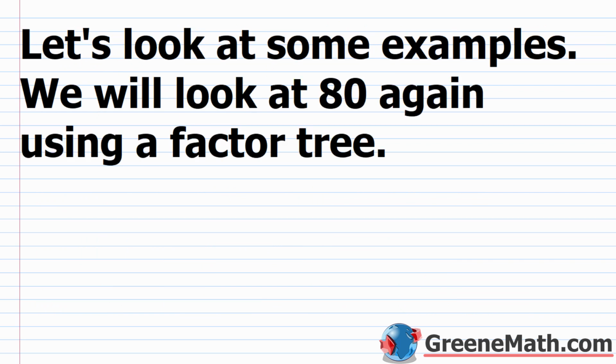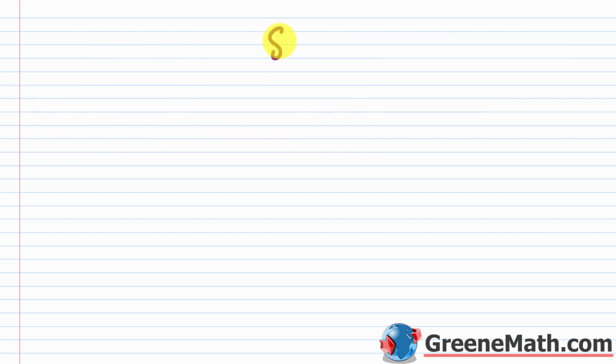Okay, let's look at some examples. We will look at 80 again using a factor tree. So let me write 80 here, and then these are going to be my branches. You can do anything other than the number itself and 1. So before we did 8 and 10, let's change that up and do 16 and 5. Now, once you've listed 2 factors, check to see if one of them is prime. 5 is prime, so you're going to circle it and you're going to stop.